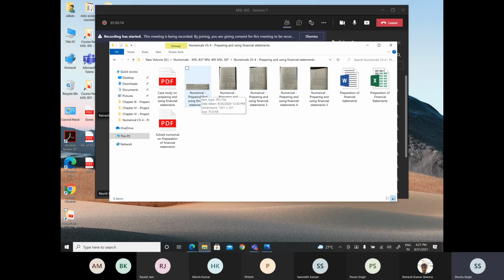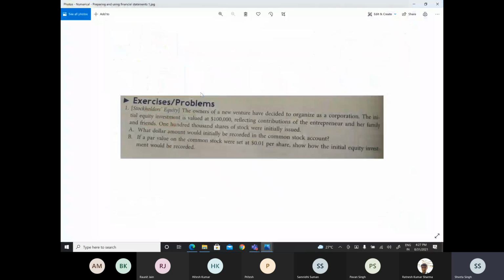Okay, now we are going to look at some numericals on how we prepare and use financial statements. Here also, some new aspects we will understand.